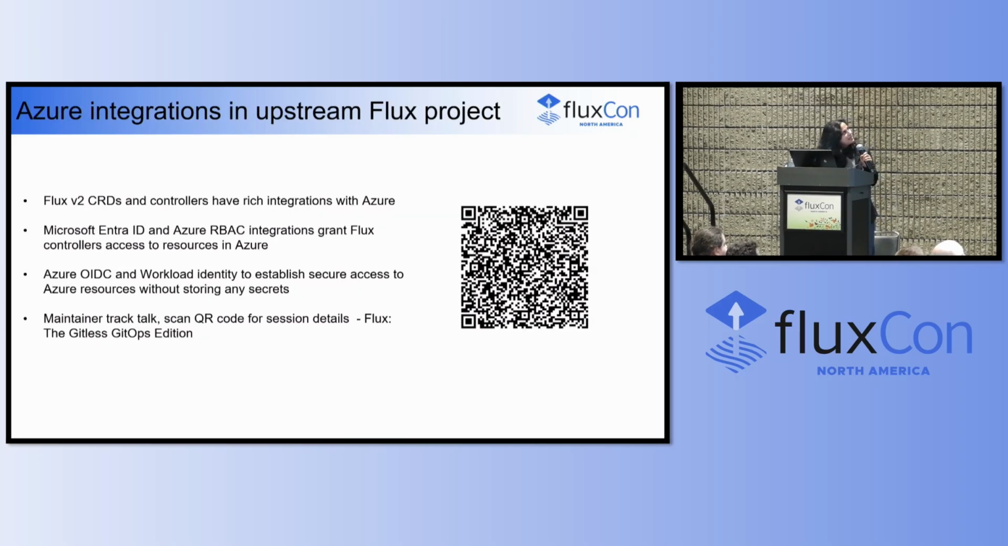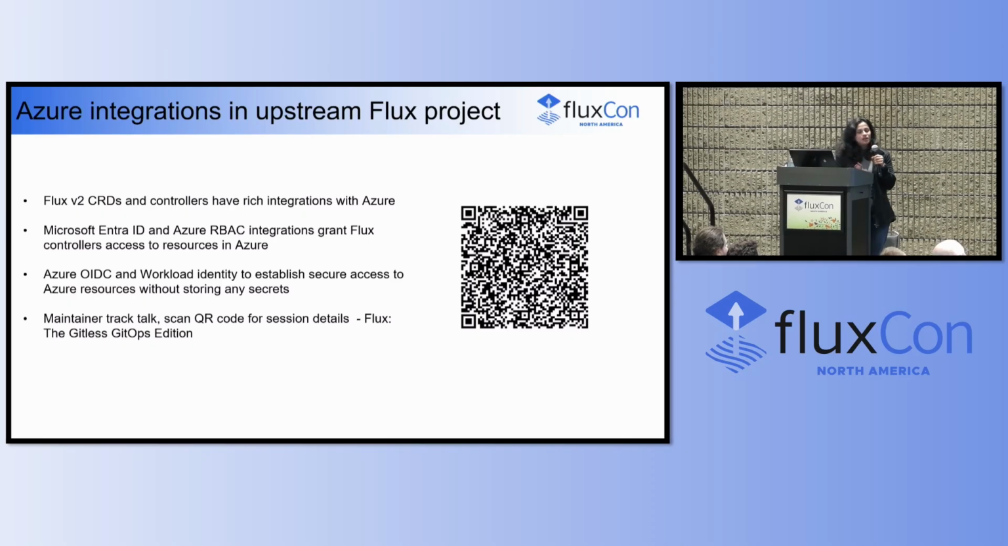Lastly, I wanted to highlight some of the integrations that are present in the upstream Flux project. Almost every controller and CRD in Flux has integrations with Azure. For example, you can use Azure DevOps repositories for your Git repository. You can use Azure Container Registries as your OCI repository. You can push to AKS clusters as your target cluster from the kustomize controller, thank you, Matthias.